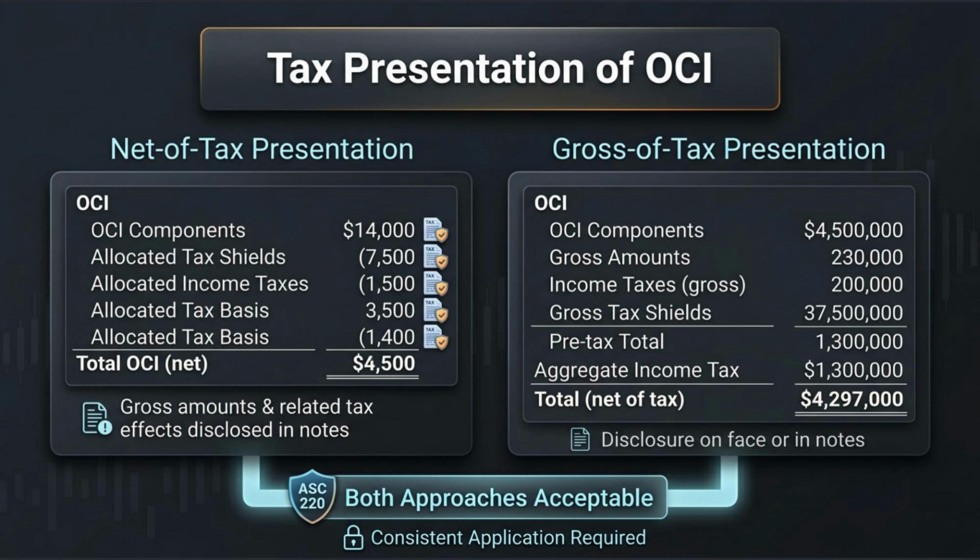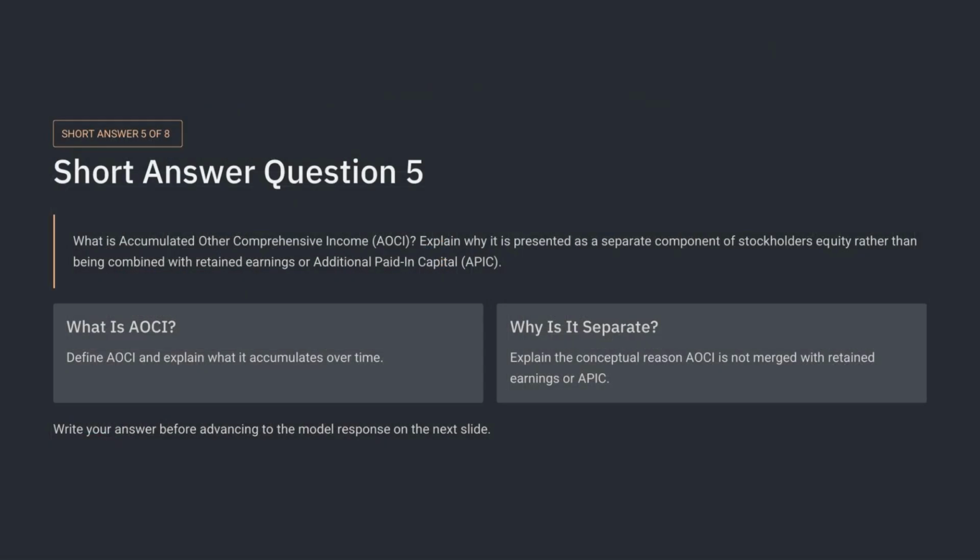Tax effects are like exam instructions. Ignoring them usually creates avoidable trouble. Short answer question 5 asks, what is AOCI and why is it separate from retained earnings and APIC? This is an equity classification question.